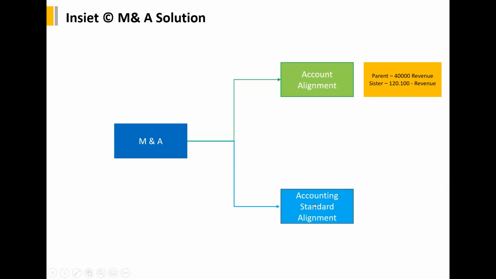Say, for example, the parent entity is based in the US and follows US GAAP, and it buys an entity in Singapore, which follows a local GAAP. When they're reporting in the parent entity, the accounting standard also needs to be aligned to the parent entity. So this is the challenge in mergers and acquisitions, and how we are going to help with solutions in Insight.